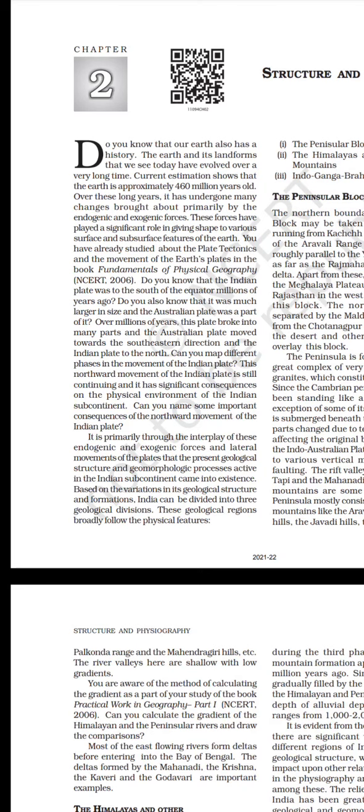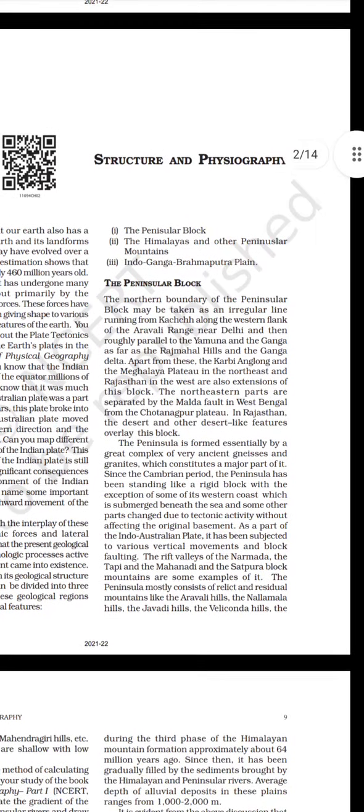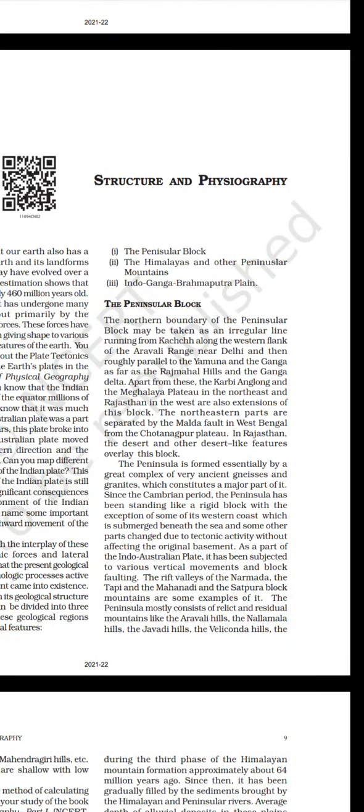These geological regions broadly follow the physical features: the peninsular block, the Himalayas and other peninsular mountains, and the Indo-Ganga-Brahmaputra plain. The peninsular block. The northern boundary of the peninsular block may be taken as an irregular line running from Kutch along the western flank of the Aravalli range near Delhi and then roughly parallel to the Yamuna and the Ganga as far as the Rajmahal Hills and the Ganga Delta.